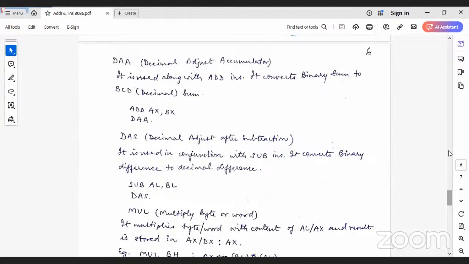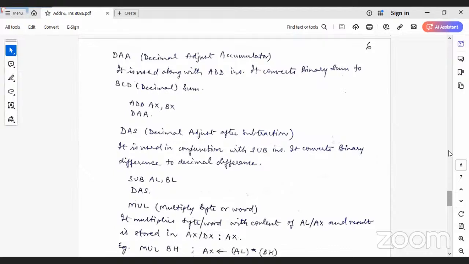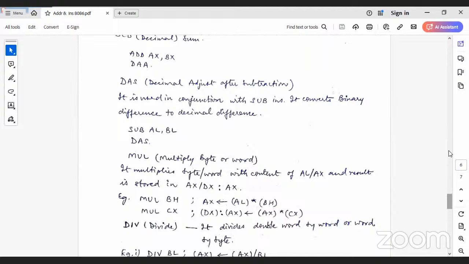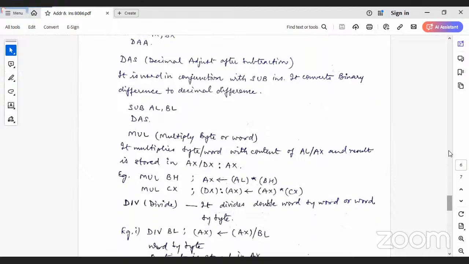Now after DAS, we said addition, subtraction, multiplication, division, all these functions are being performed with your 8086 processor. So what is the syntax for the multiplication of the numbers? Here, to be noted, it can multiply either 8 bit data with the content of AL or AX. So if it is 8 bit, then it is to be multiplied with the content of accumulator AL.